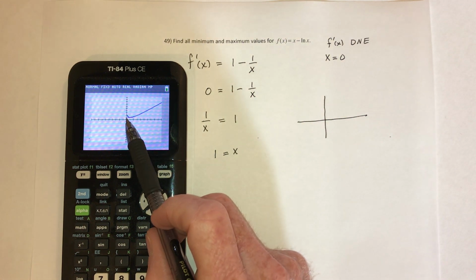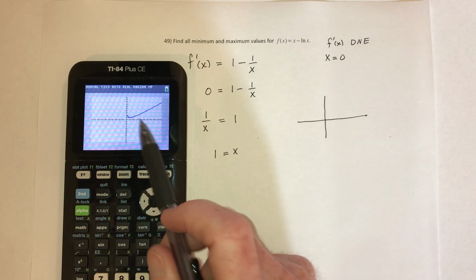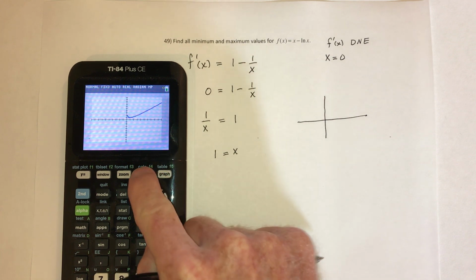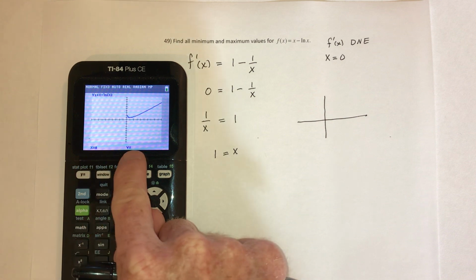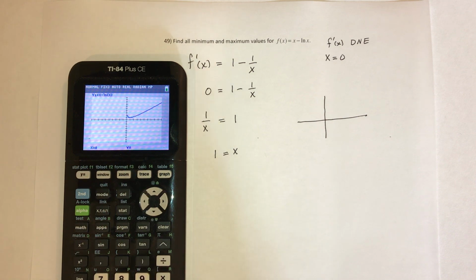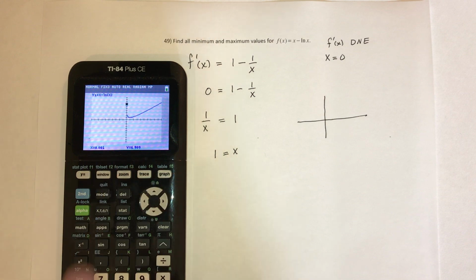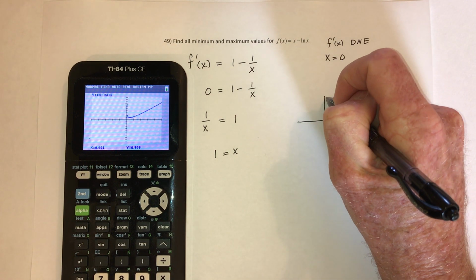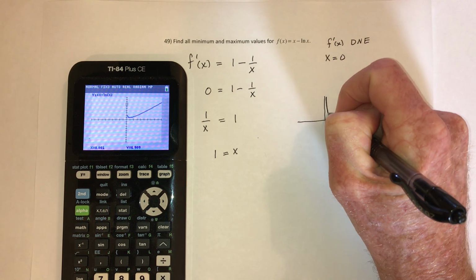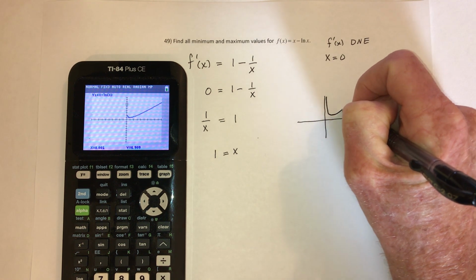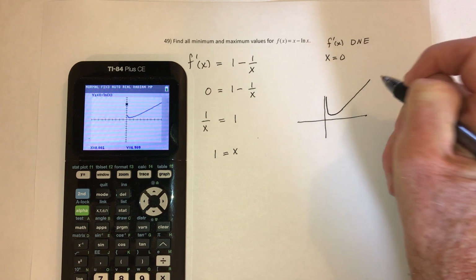So right here, either the calculator is lying to me, or I need to zoom in. So if I trace and I put in 0, it says it's undefined there. But if I put something close to 0, like 0.001, then it says the graph is actually up there. So the calculator did not do a good job. The actual graph should look like this. It swoops down and then goes up like this.